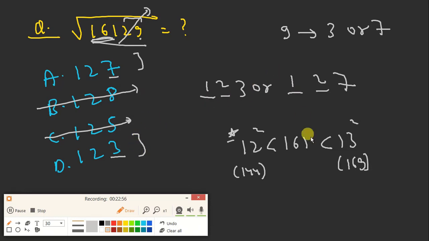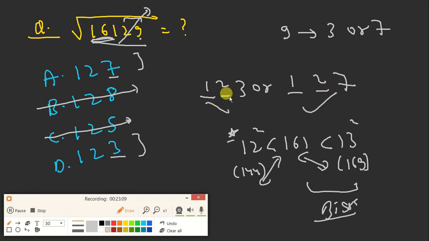Now see the last step, my dear friends. Is this 161 nearer to 169 or 144? Yes, you are right. This 161 is nearer to 169, which is the bigger number, 13 being the bigger number. So we will choose the bigger number and not the smaller number as our answer. So the answer would be 127 and not 123. Is it clear, my dear friends?